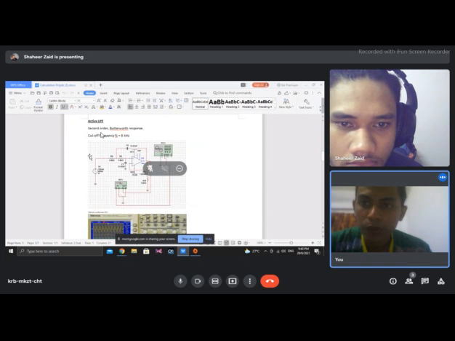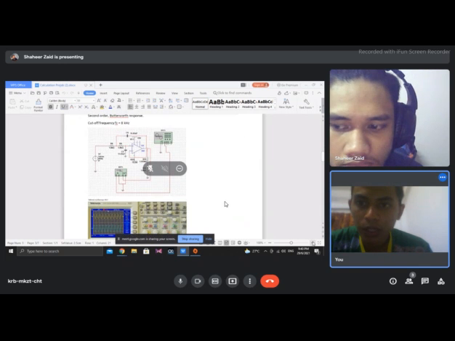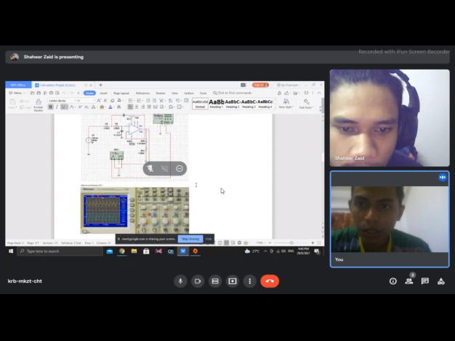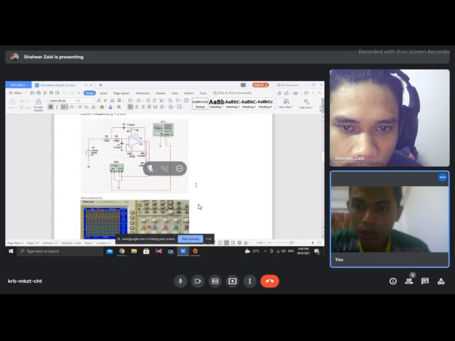For the active low pass filter, we have a second order low pass filter, and the cut-off frequency is 8 kHz. This is the circuit that we have designed for the active low pass filter, and the result that we get from the circuit is shown in the figure below.